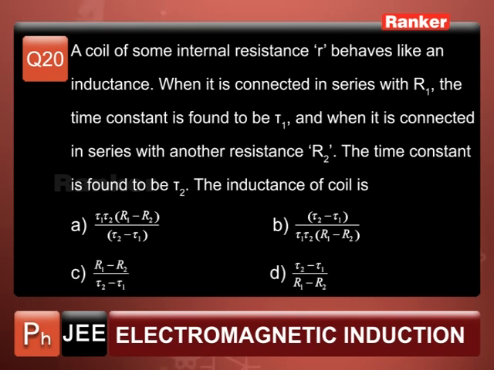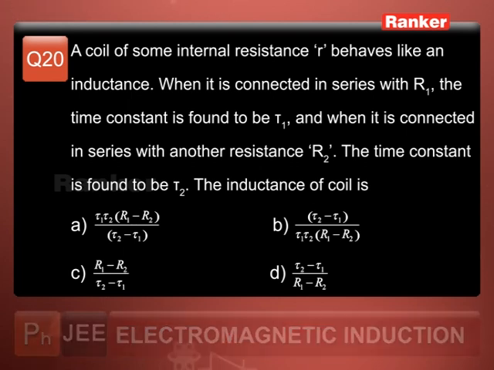A coil of some internal resistance small r behaves like an inductance. When it is connected in series with a resistance R1, the time constant is found to be tau 1. And when it is connected in series with another resistance R2, the time constant is found to be tau 2. The inductance of the coil is how much? That is the question.